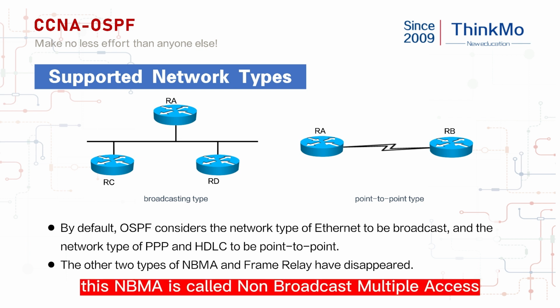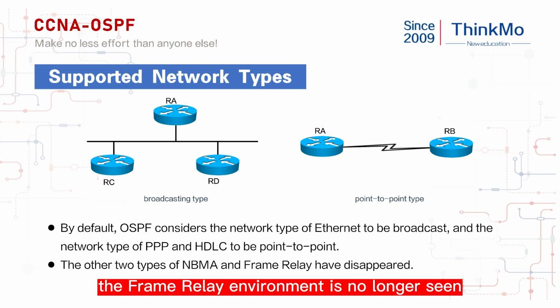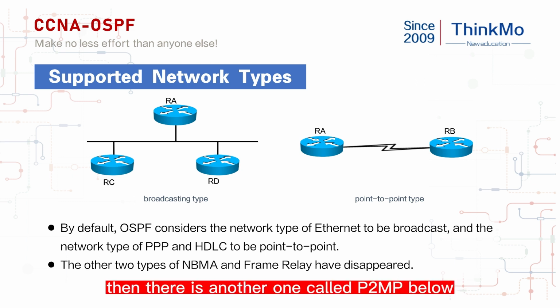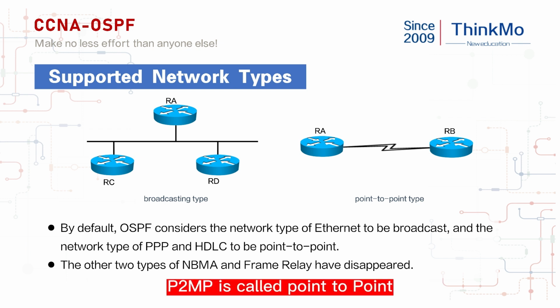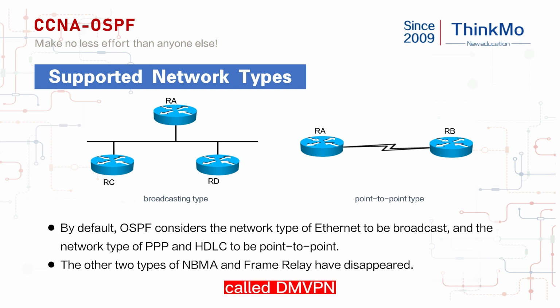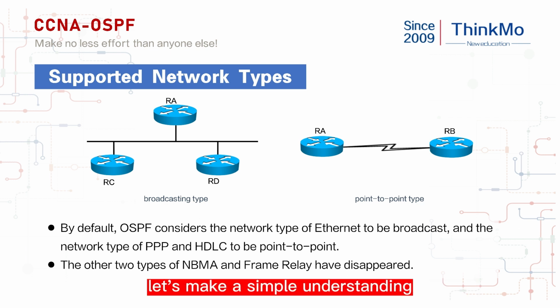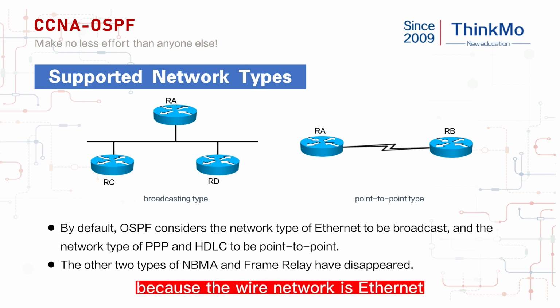NBMA is called non-broadcast multiple access, like the old ATM and frame relay environments, which are no longer seen. Then there is another one called P2MP. P2P is point-to-point, and P2MP is point-to-multipoint. You will learn something in the IE stage in the future called DMVPN, but there are not many other application scenarios. Let's make a simple understanding. We actually focus on two of them, and the most important one is the broadcast type, because the wired network is Ethernet.